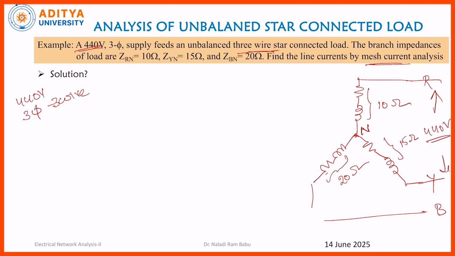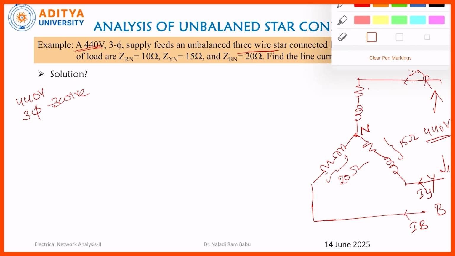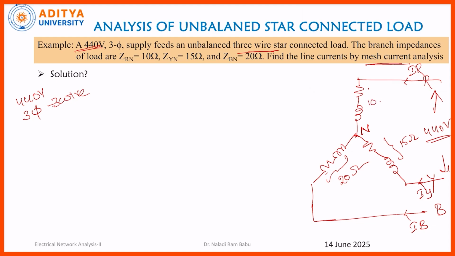Now with the help of loop analysis, let us write these values also. The current flowing through it is IR, here the current flowing is IY, and here the current flowing is IB, and this part ohm, and in this loop it is I1 and in this loop it is I2.